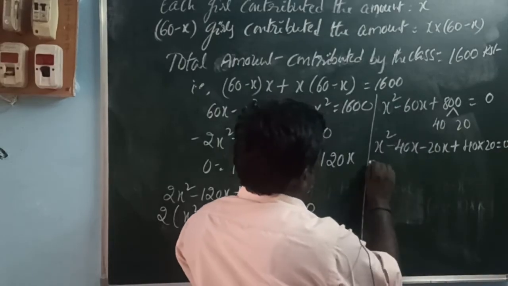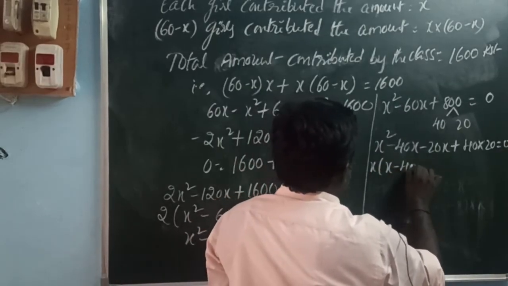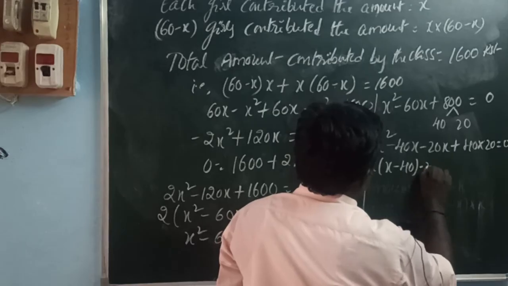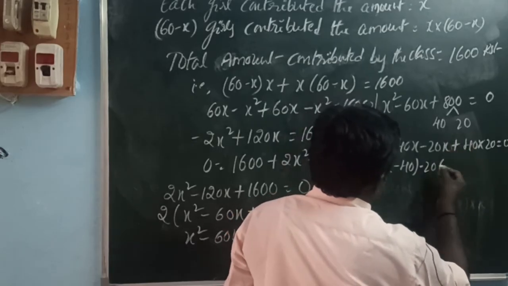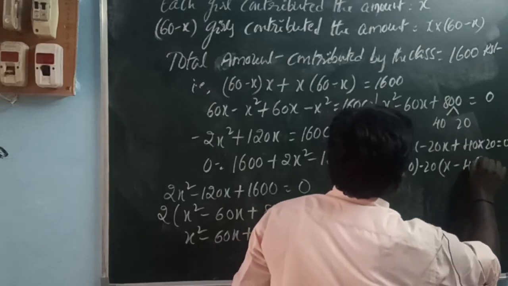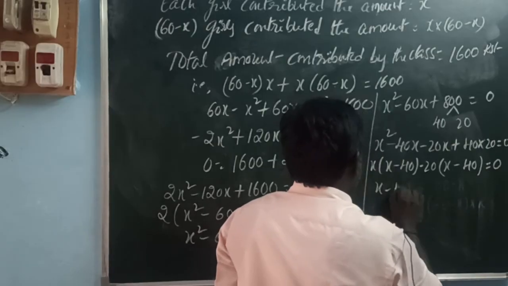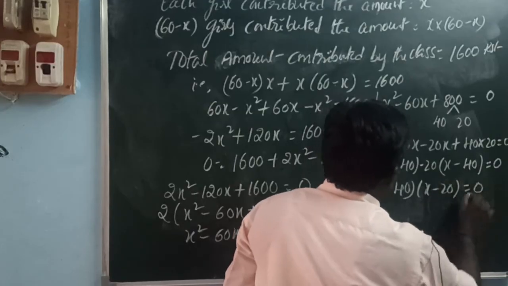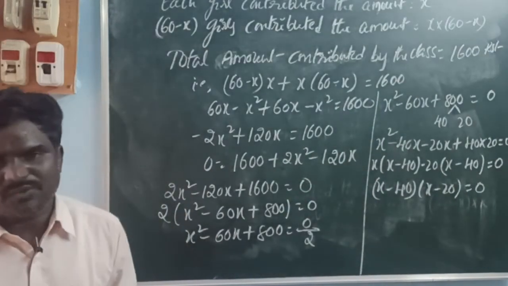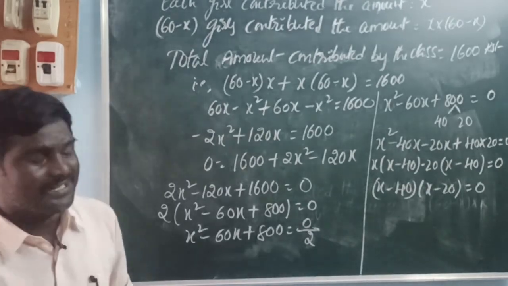In these two terms, what is common? x. So x of x minus 40. In these two, what is common? Minus 20. When you take minus 20, the sign inside becomes minus. So minus 20 of x minus 40 is equal to 0. So x minus 40 of x minus 20 is equal to 0. The product of two polynomials is 0, so either the first one is 0 or the second one is 0 or both are zeros.